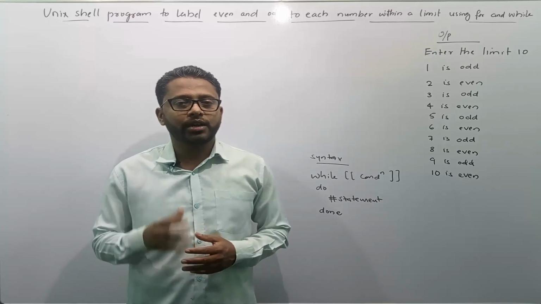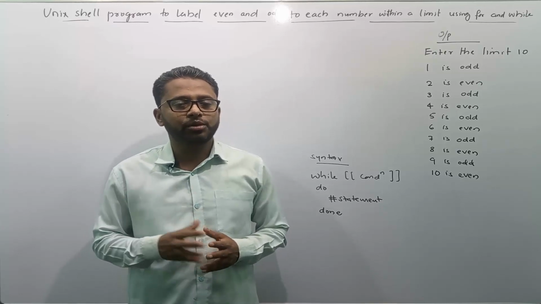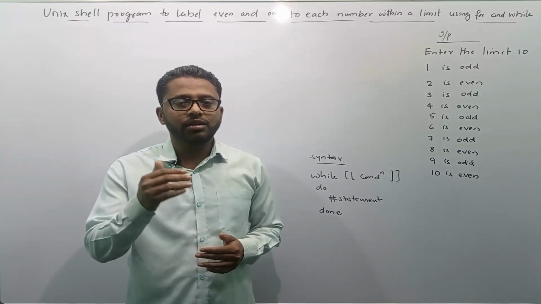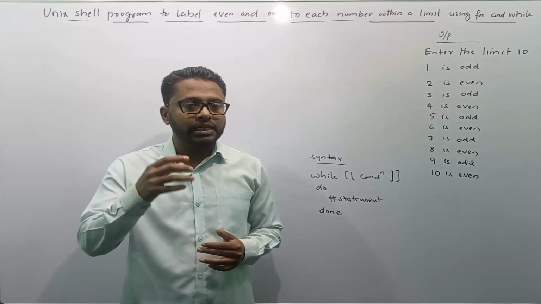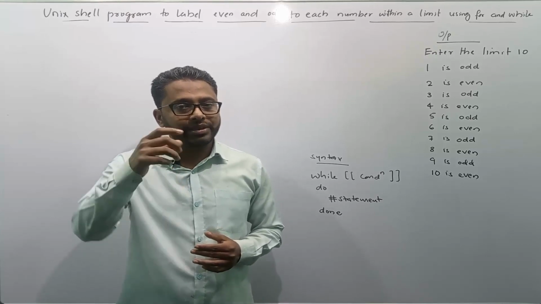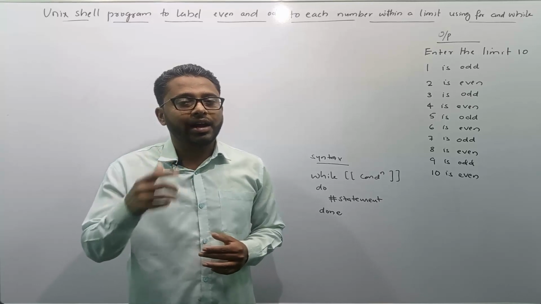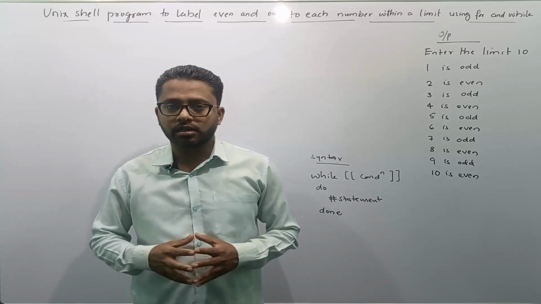In today's video, we are going to discuss writing a shell program to display even and odd labels with each and every number within a range using for as well as while looping constructs.